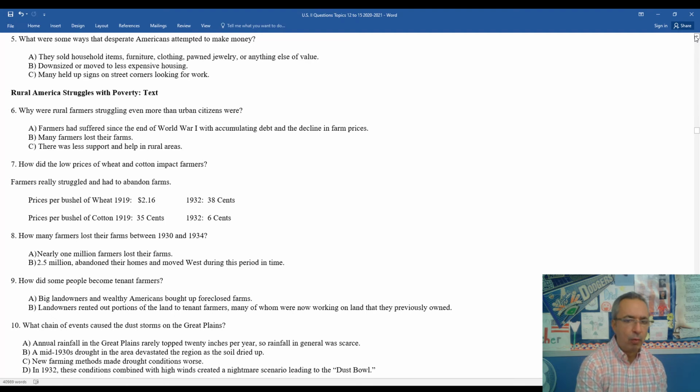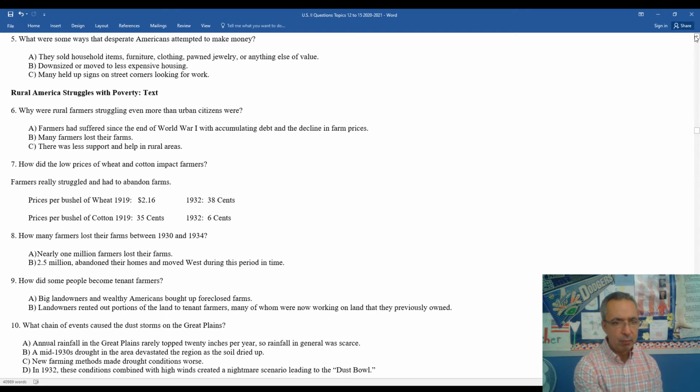When you think back to World War I, they had accumulating debt and a decline in farm prices. The farmers had struggled even early on after World War I. If you remember, during World War I, they had been subsidized by the government to produce more farm products for the war. Because the war had come to an end, they continued to produce at the same high rate, and there was nobody to buy that. The government wasn't buying it up. It didn't need it for the war effort. And so they really struggled right after World War I, even before the Great Depression started.